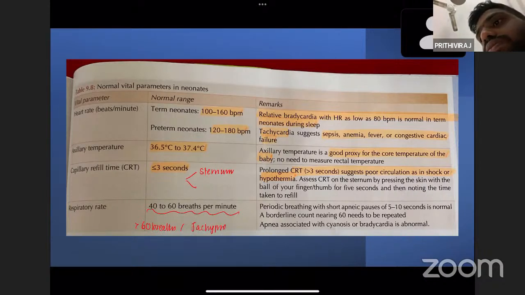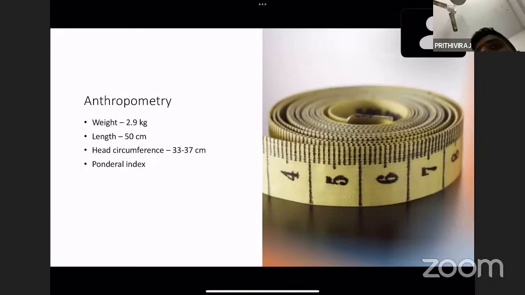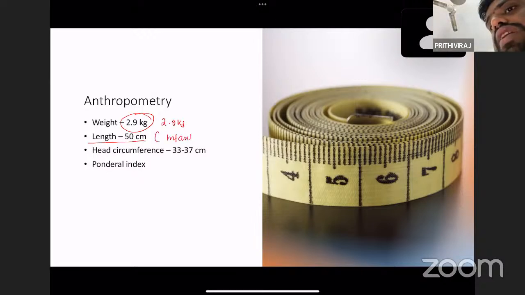Right? So anthropometry. Weight: a normal Indian average weight is 2.9 kg. Length, use your infantometer, is exactly 50 centimeters. Head circumference is 33 to 37 centimeters.